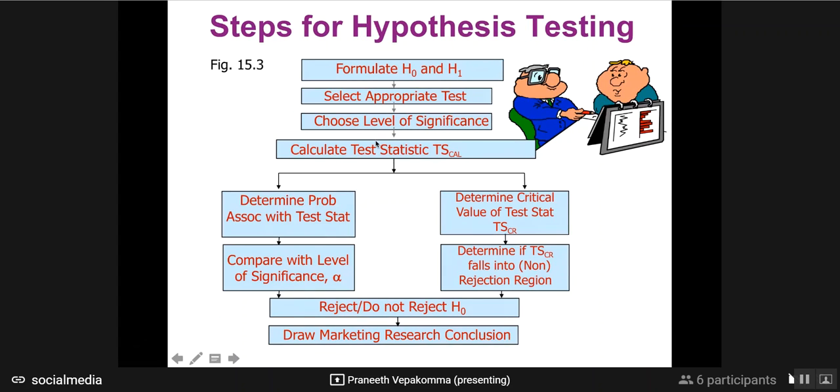And based on that, the test you choose always comes along with what is known as a test statistic. This is some calculation that you can make from your data set.